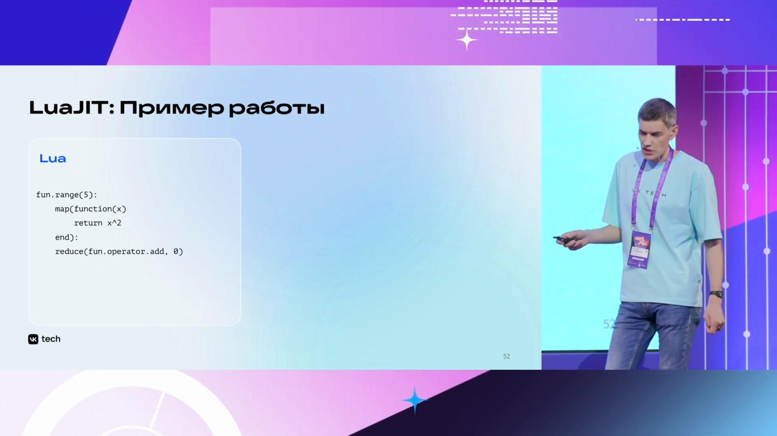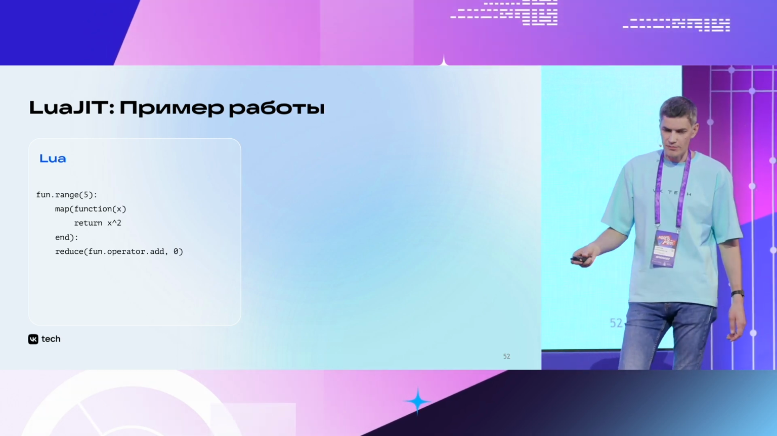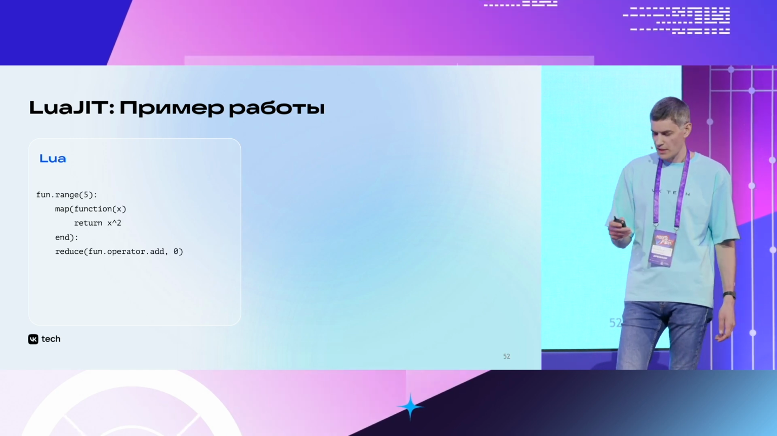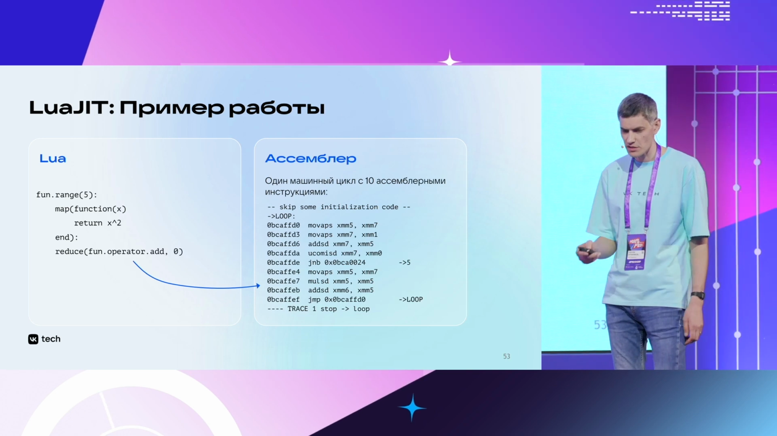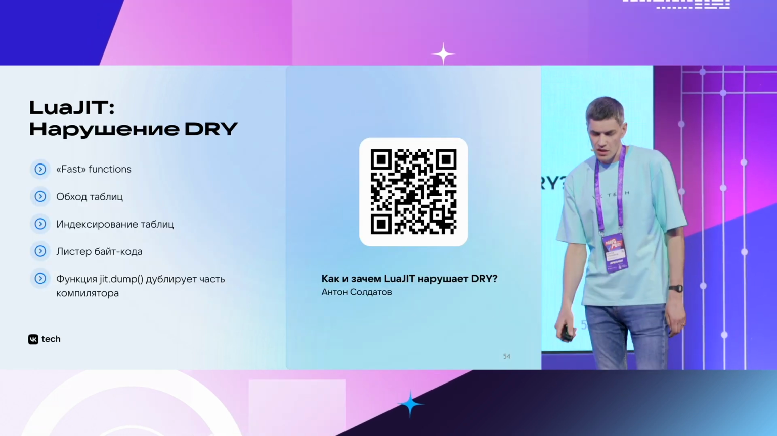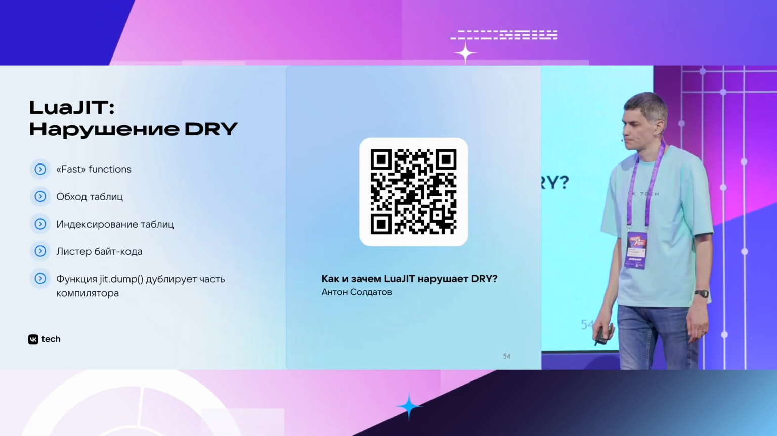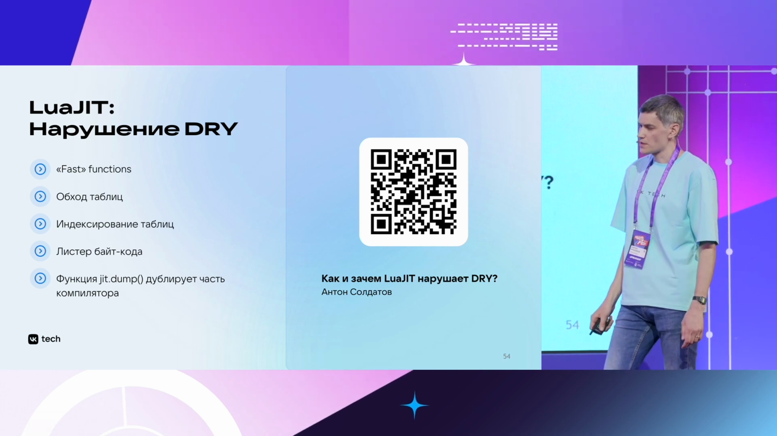Let's look at it with an example. It has a list of 5 values. It multiplies to the power of 2, and this structure translates into an assembly code of 10 instructions.